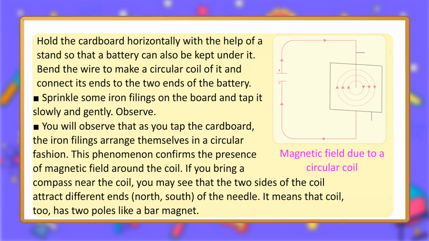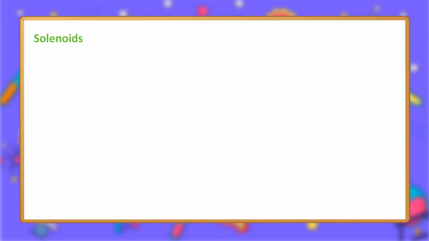This phenomenon confirms the presence of a magnetic field around the coil. If you bring a compass near the coil, you may see that the two sides of the coil attract different ends, north and south, of the needle. It means that a coil, too, has two poles like a bar magnet. Magnetic field due to a circular coil.